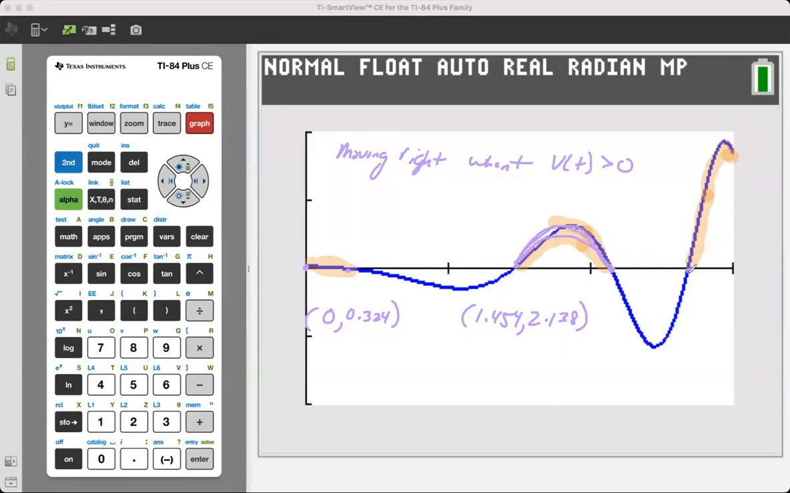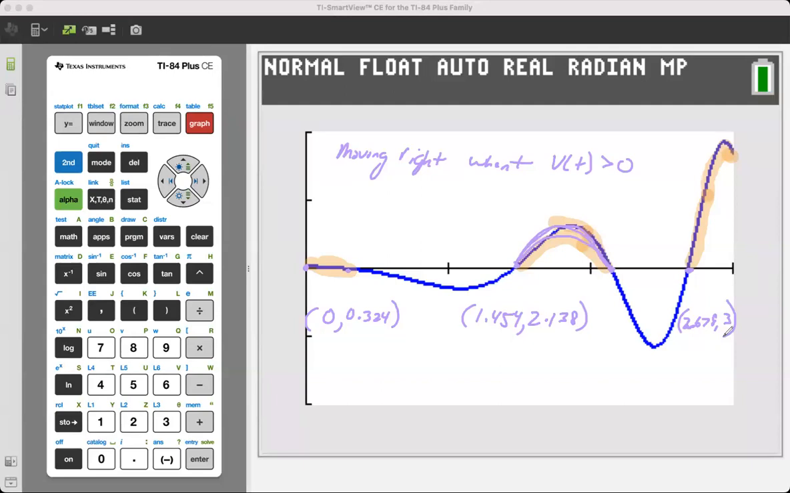And then from here, which is approximately 2.678, to the end of the usable domain, which is 3, the velocity is positive. So those are the 3 intervals in which the particle is moving to the right, when the velocity is greater than 0. Those are your solutions to part E.